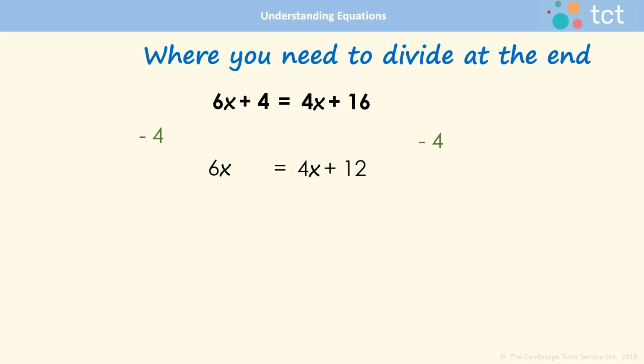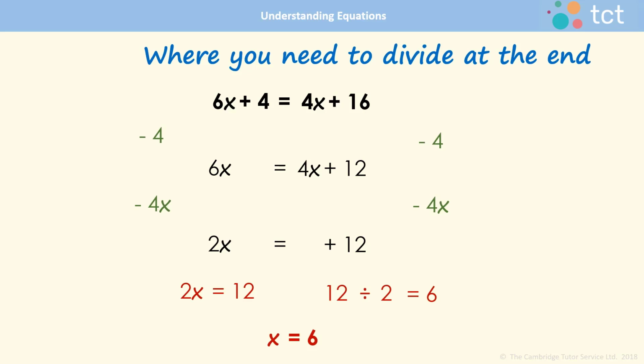Now I still have x's on both sides, so I need to get rid of the 4x on the right. So I'm going to take 4x away from both sides. That 6x now becomes 2x. And on the other side, I've taken those 4x's away, I just have 12. This tells us that 2x's are the same as 12. We want to know the value of just one x. So if we divide that 12 by 2, that gives us 6. So in this case, x equals 6.